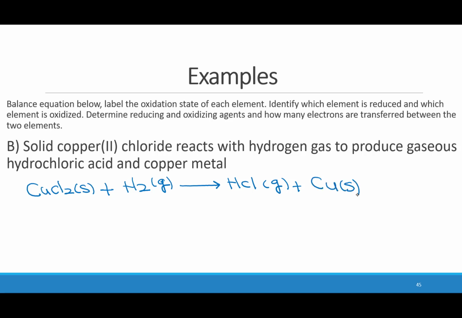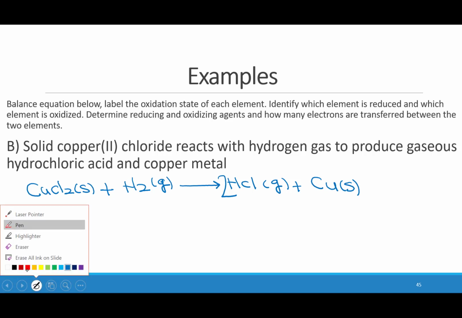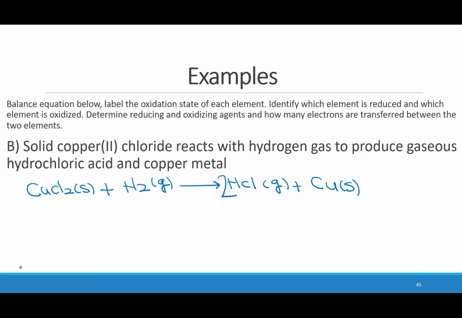Okay, and what you want to do to balance it: we have 1 copper on each side. We have 2 hydrogen on this side, then I added coefficient 2 here. Now I have 2 hydrogen, but now I need to have 2 chlorine because now I have 2, and I have my 2 chlorine. Okay, then as you can see, this is balanced. I have 1 copper on each side, 2 chlorine on each side, 2 hydrogen on each side. Now once you have that balanced, now let's assign oxidation numbers.